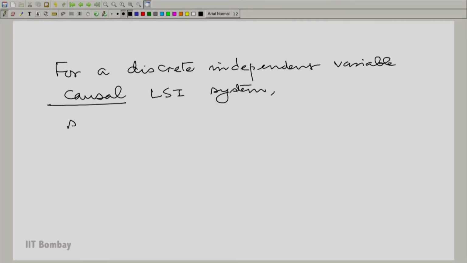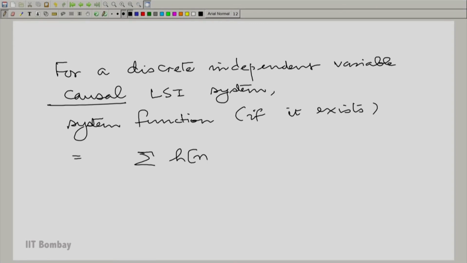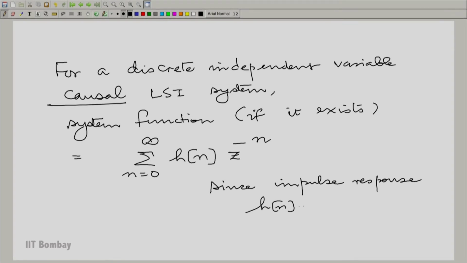What does it correspond to in the Z plane? Let us first reason this out independently for a discrete independent variable system. So, we have the system function, if it exists, of the form summation h[n] z to the power minus n, n running only from 0 to infinity, since the impulse response is 0 for all n less than 0.